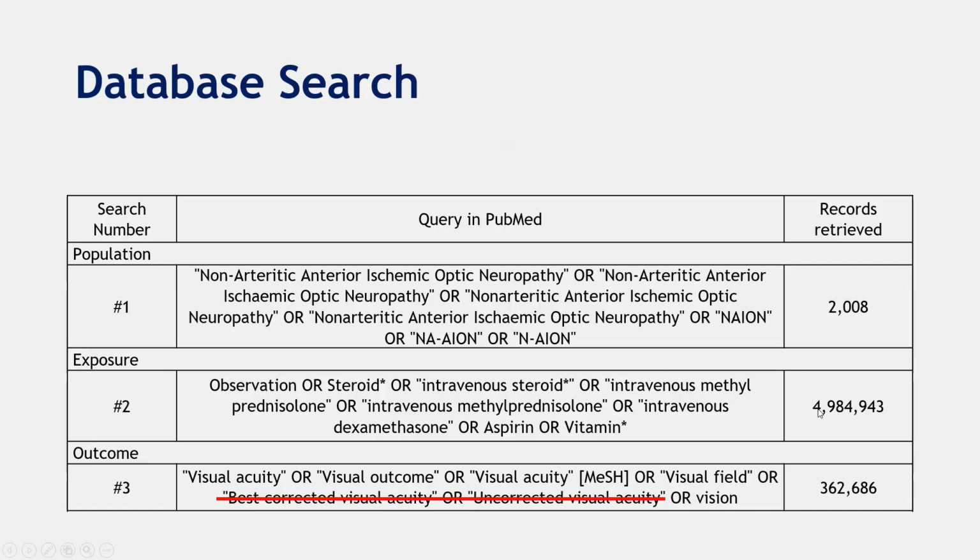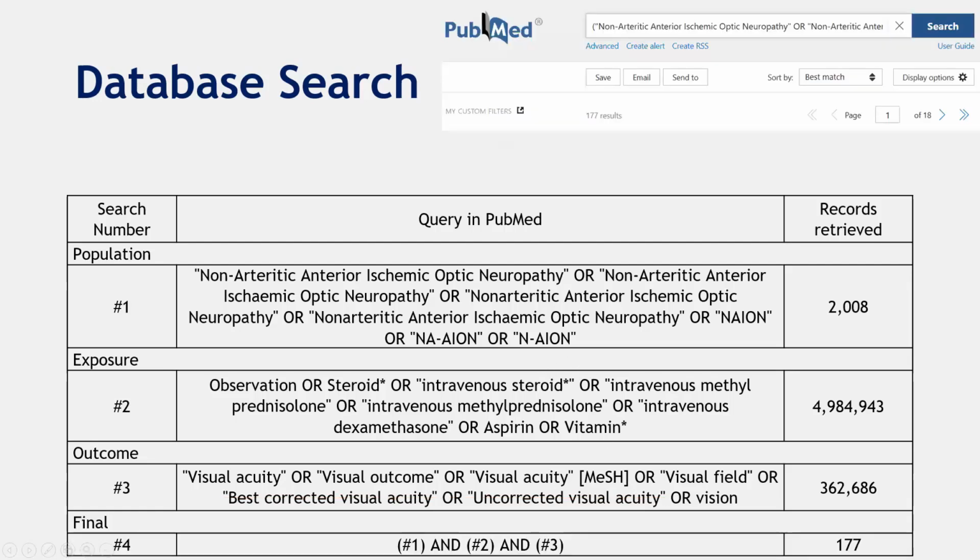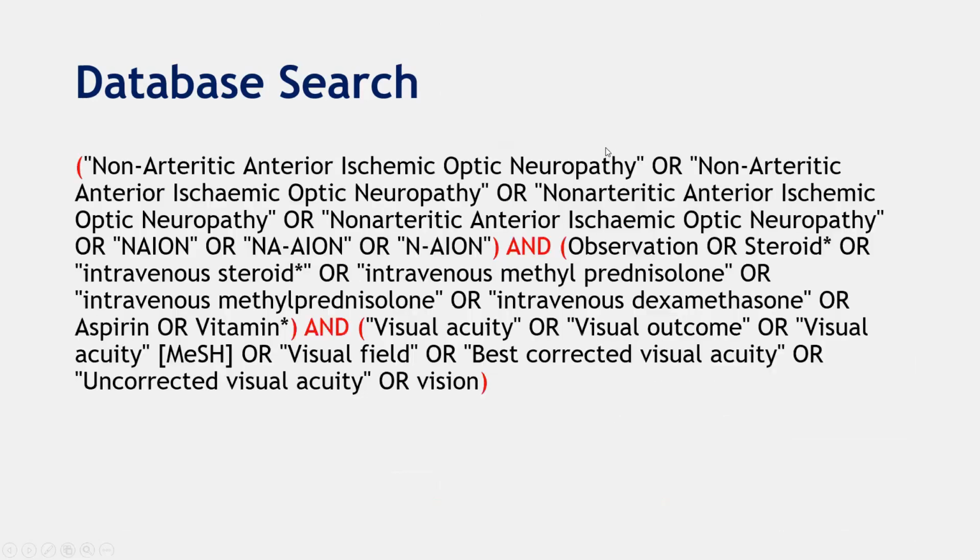Now what we do is we need articles which have described non-arteritic AION with this particular exposure and this particular outcome. So we put AND as a Boolean operator and combine all these three together. What we are left with is 177 articles only. So this is how we do a literature search. Now this is in PubMed alone.